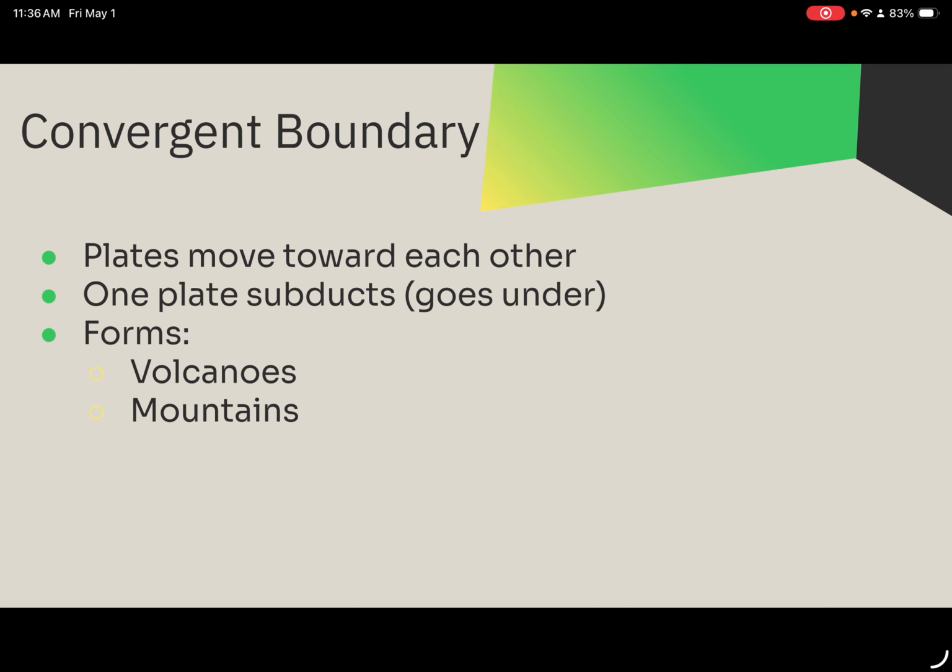The next boundary will be convergent boundaries, and at convergent boundaries, plates move towards each other. One plate is often forced underneath the other in the process called subduction, and this can create volcanoes and mountain ranges. And while this isn't happening directly in SLO, it did shape other parts of California and is very common in other places.